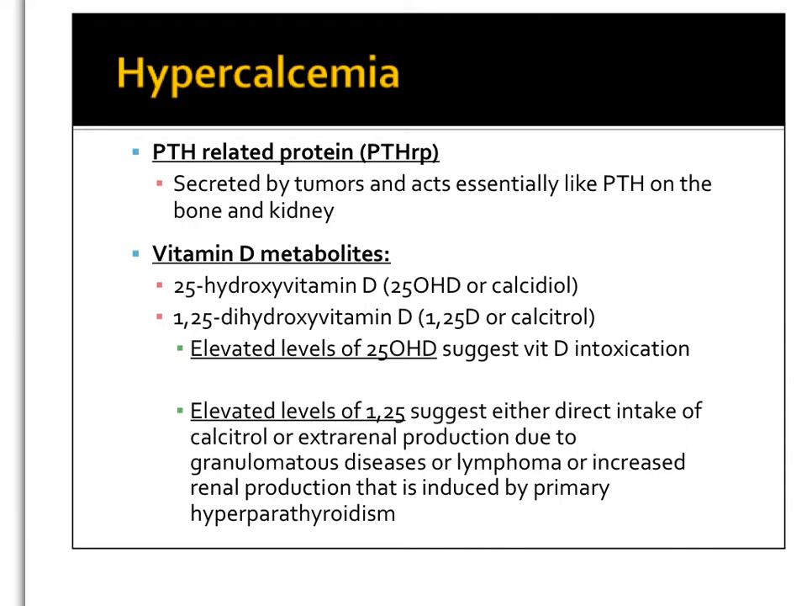Other tests you're going to want to get is a parathyroid hormone related protein. This is typically secreted by tumors and acts like ectopic PTH on the bone and kidney. This is bad. This is typically seen when there's a malignant source that's causing hypercalcemia.